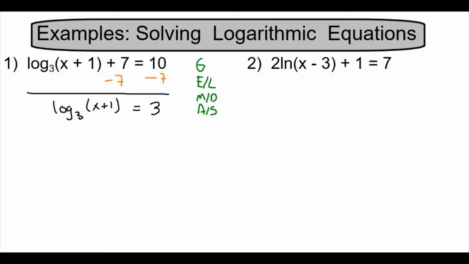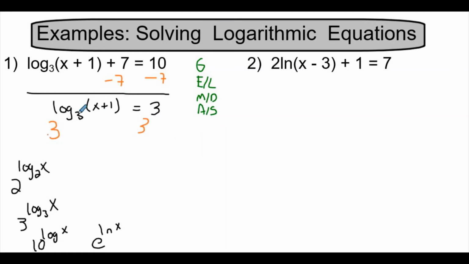I'm now going to get rid of the logarithm by doing the exact reverse of what I did earlier. So, for instance, if you have a log base 2 of x, the way you get rid of it is you raise it above 2. If I have log base 3 of x, I raise it above 3. If I have log of x, I raise it above 10. And if I have ln of x, I raise it above e. So in this case, to get rid of this, I raise it above 3. It's called basing, right? I base the logarithm to cancel it out.